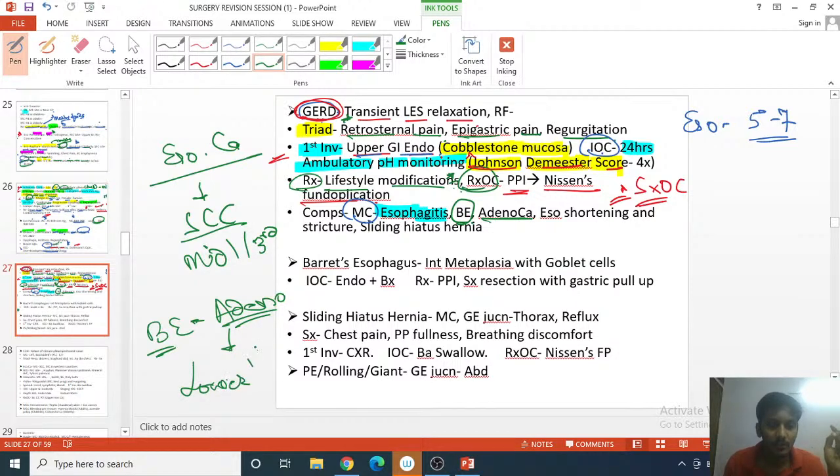Most common site? Lower 1/3. So if asked along with Barrett's, it is adenocarcinoma, most common site lower 1/3. If asked overall, it is squamous cell carcinoma, most common site middle 1/3.